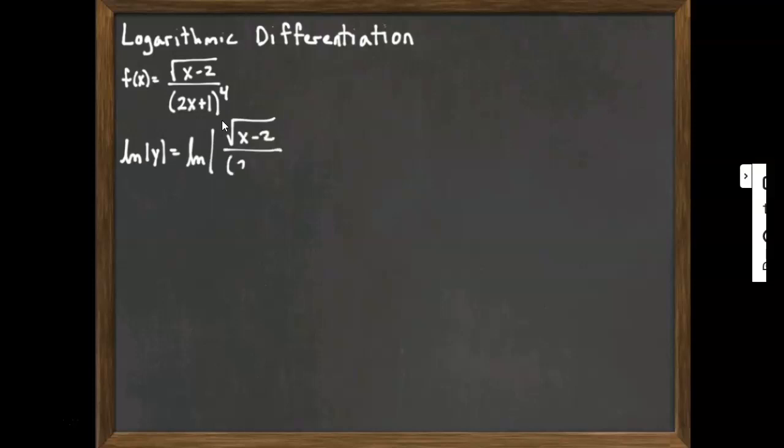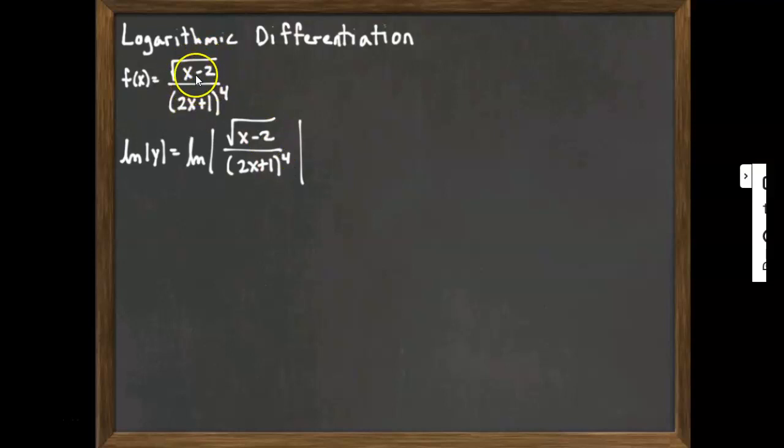So the first thing we do is we replace f of x with y, and then we do ln of absolute value of both sides. So ln absolute value of y equals ln absolute value of square root of x minus 2 over 2x plus 1 to the fourth. We have to bring the absolute value in just to be safe, because we don't know if this thing here could be positive or negative.